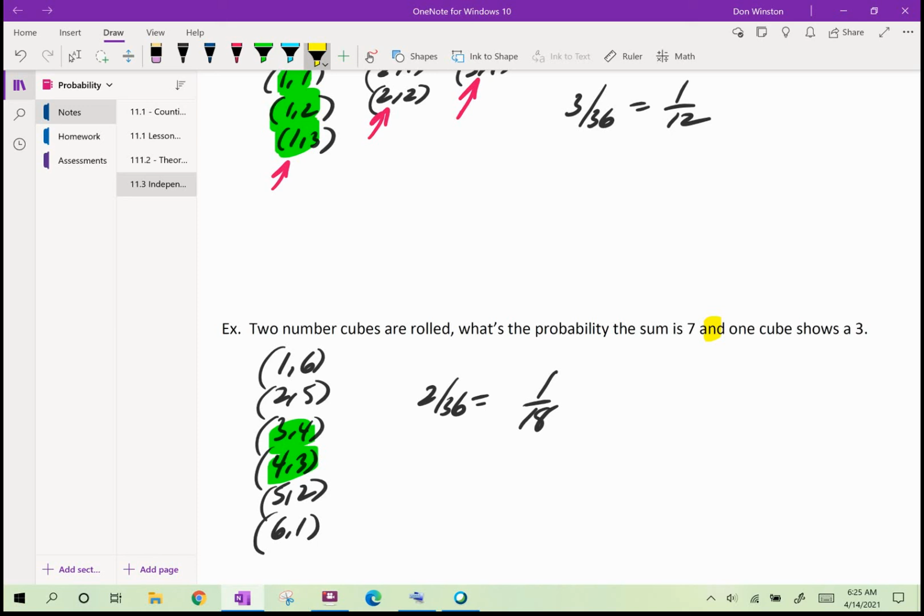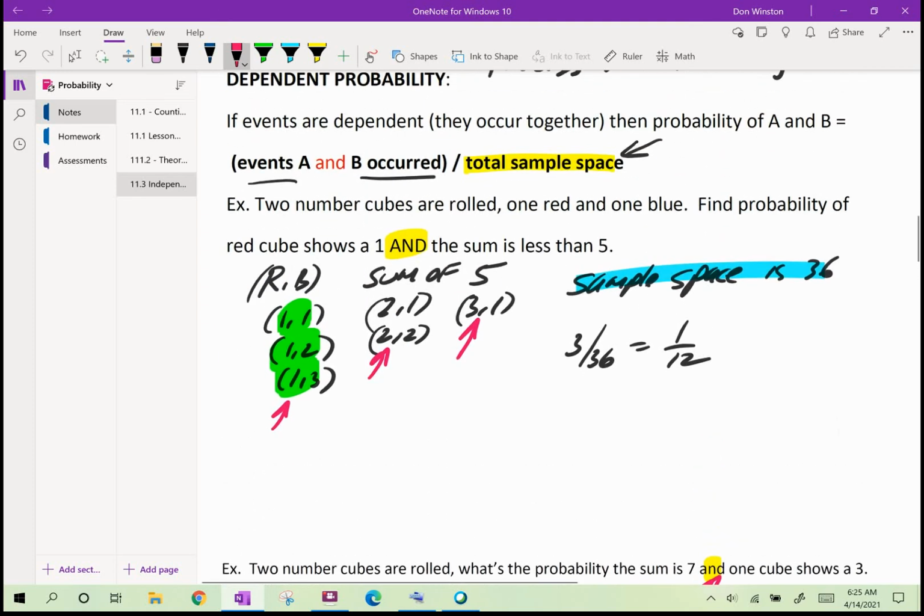So the probability that the sum is 7 and 1 cube shows a 3, again, we see "and," so we have to consider the total sample space. When we roll 2 cubes, it's 36 outcomes. So the probability that the sum is 7 and 1 cube shows a 3 is 2 out of 36, 1/18. So that's dependent probability.